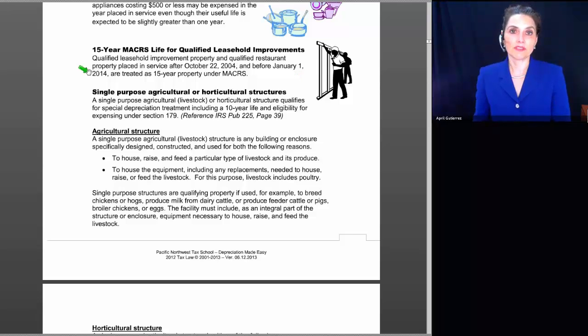Any property placed in service after 2013 is technically going to be 39-year property again, but for now, qualified leasehold improvements do qualify for a 15-year life, and essentially a qualified leasehold improvement is improvements being made by a tenant to property that they're leasing for use in their business.